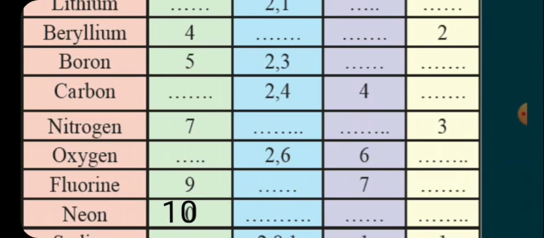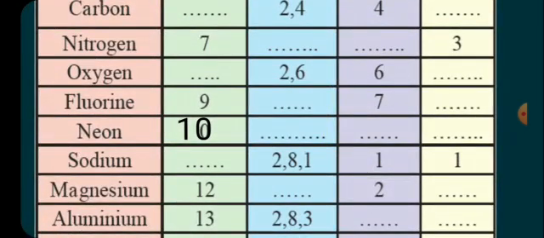Now this number is more than 4. Therefore, we have to subtract it from 8. 8 minus 6 is 2. Therefore, valency of oxygen is 2. Fluorine atomic number 9. Electronic configuration will be 2, 7. There are 7 valence electrons. The 7 number is greater than 4. Therefore, we have to subtract it from digit 8. 8 minus 7 is 1 and therefore valency of fluorine is 1.